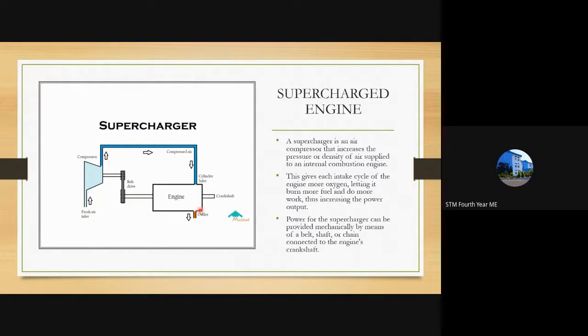But the problem is that it takes the drive from the engine. So less efficiency is being utilized. The power that we obtain at the wheels will be much lesser than a conventional engine due to taking this power from the engine itself. That is the only drawback of a supercharger.